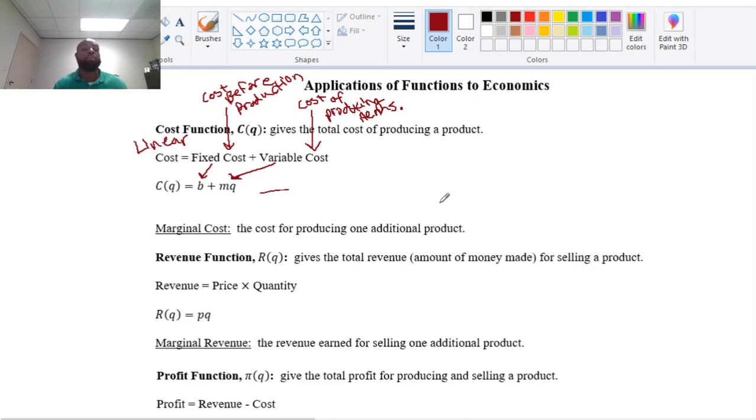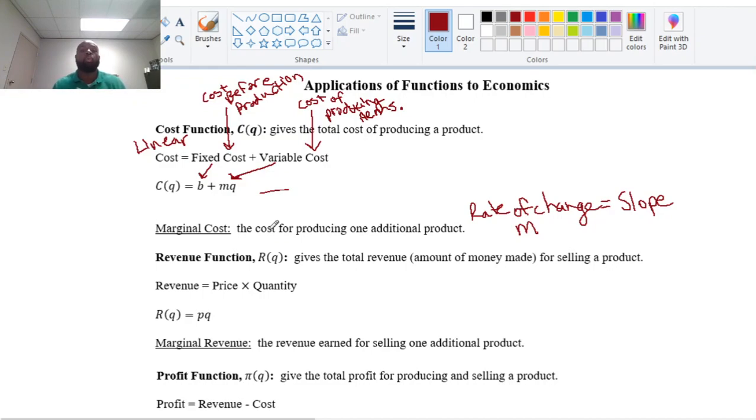Another term that we're going to talk about here is your marginal cost. That's the cost of producing one additional product. That is your rate of change. Since we're in the linear function case, we're talking about the slope of the cost function, which is given in that equation as m, the cost of producing one additional product. Remember, your slope is the change in your output, which here is your cost, for a 1 unit change in your input, which is Q. Q represents your quantity of products. That's why the marginal cost is the same thing as your slope.